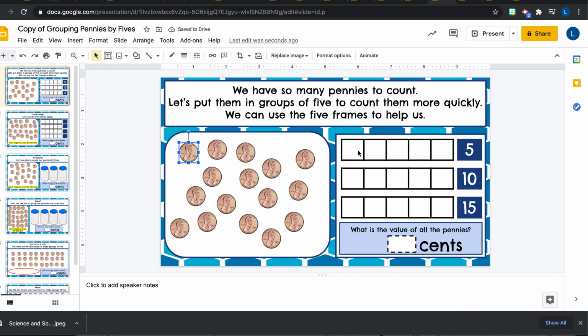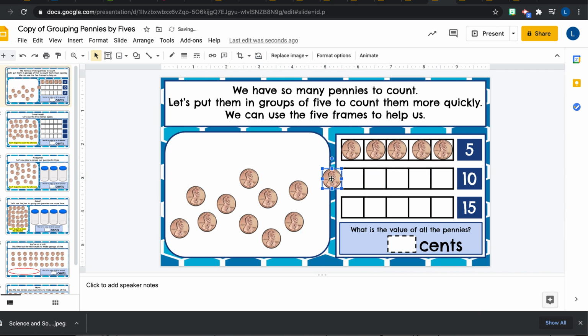So what we're going to do, we see 1, 2, 3, 4, 5. So I'm going to bring 5 pennies over here. So I have 1, 2, 3, 4, and then 5. So this is 5. And it's easier because we can count them up way more quickly when we use these, which are called 5 frames because we usually have 10 frames, but these are 5 frames.